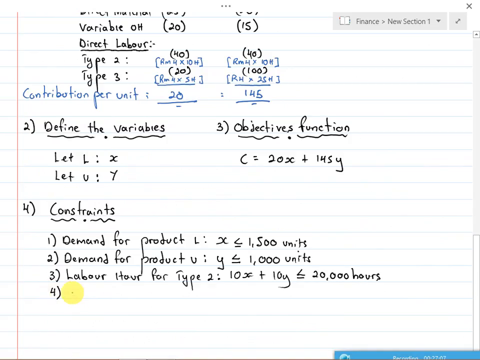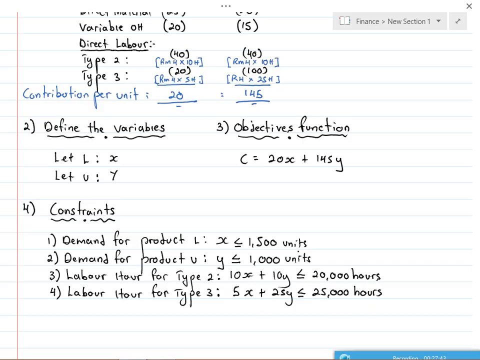Number 4. Labor hour for type 3. 5x plus what? 25y less than or equal to what? 25,000 hours. Okay?